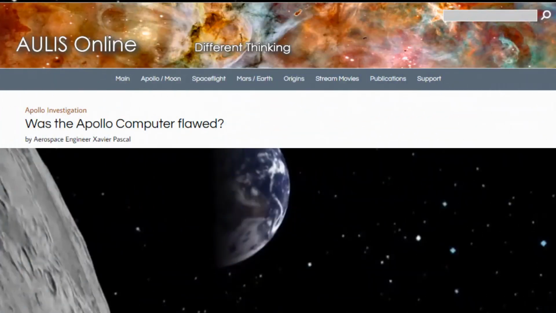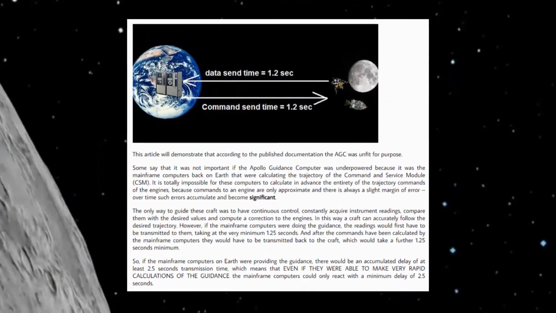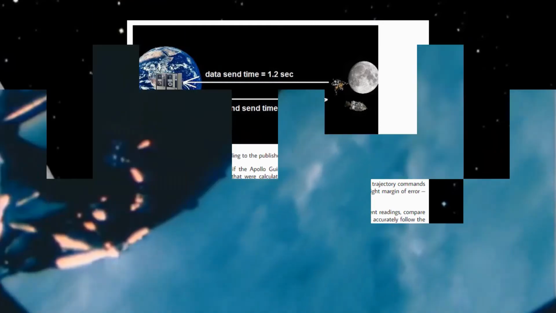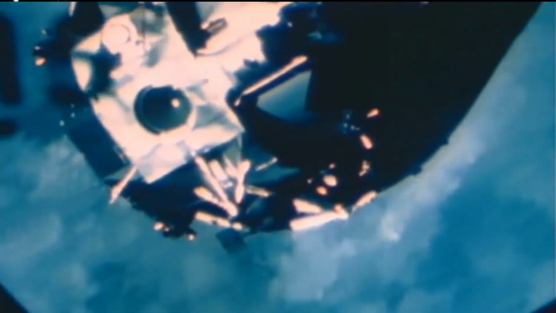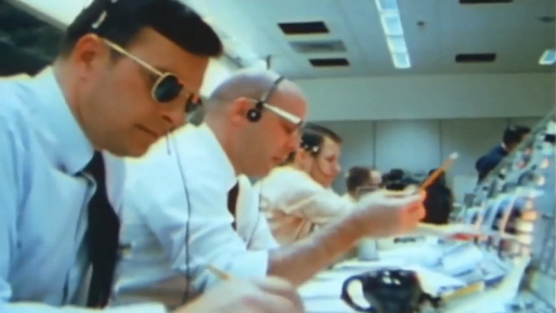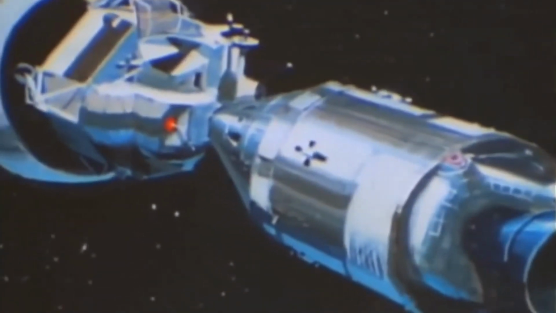Computer engineer Xavier Pascal writes, "Some say that it was not important if the Apollo guidance computer was underpowered because it was the mainframe computers back on Earth that were calculating the trajectory of the Command and Service Module CSM. It is totally impossible for these computers to calculate in advance the entirety of the trajectory commands to the engines because commands to an engine are only approximate and there is always a slight margin for error. Over time, such errors accumulate and become significant.